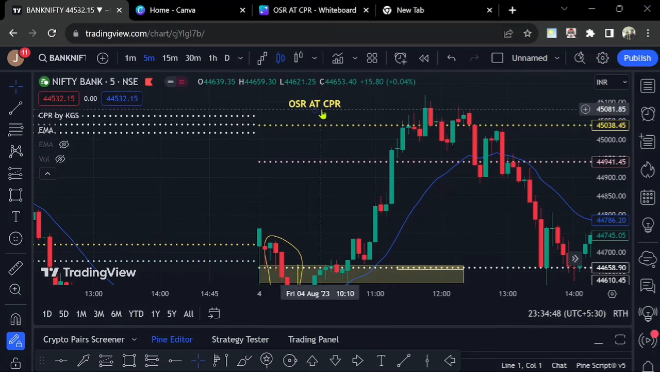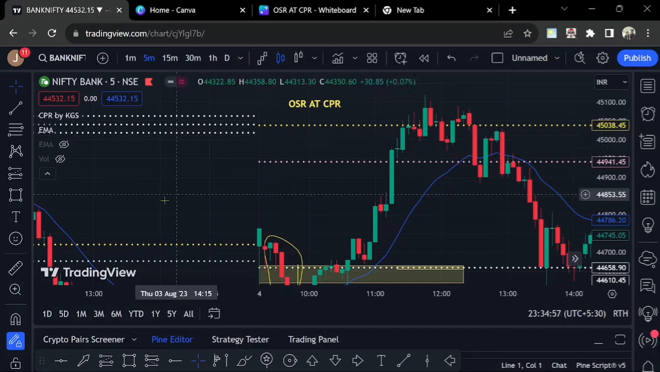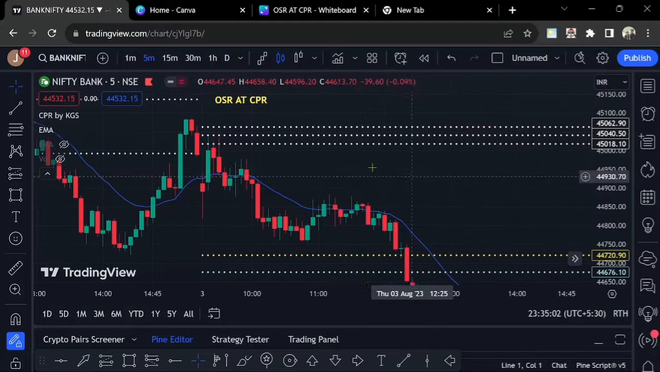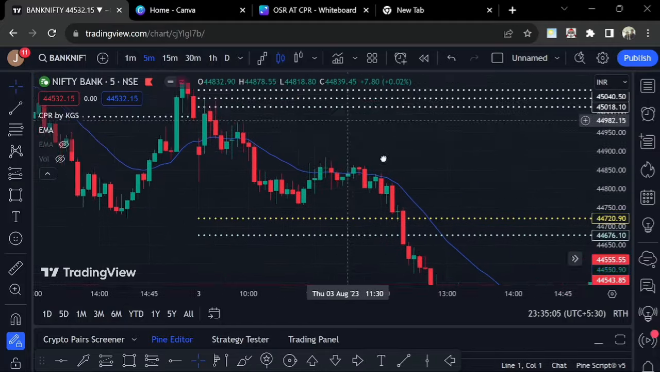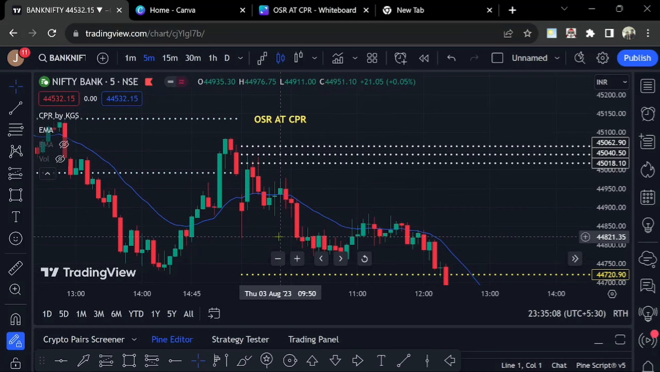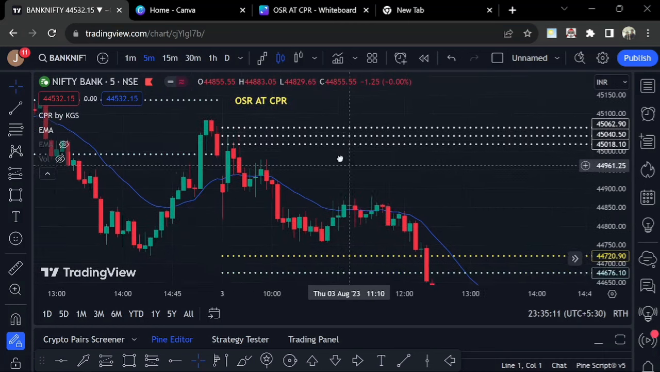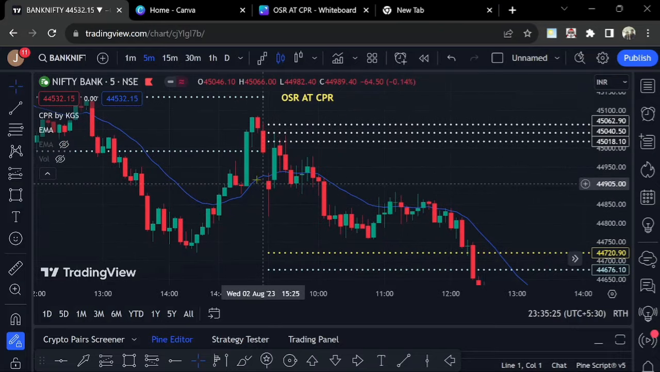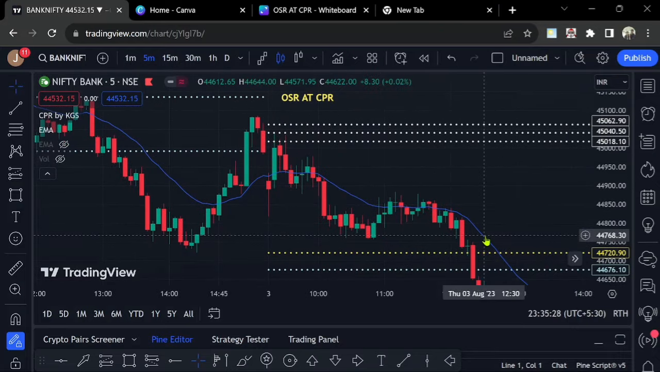I didn't mark each and every day. I watch the patterns each and every day, and I give names to the patterns. You see, this is the OSR at CPR that happened on 4th August. Next, a day before, 3rd August. Here also you can see an OSR at CPR pattern, but the candle is not breaking the CPR on the upside. The candle is not breaking the CPR, but right at the CPR it gives a reversal.